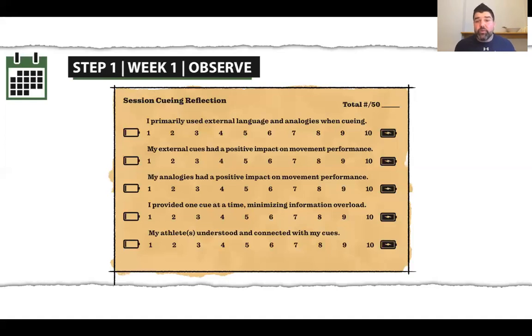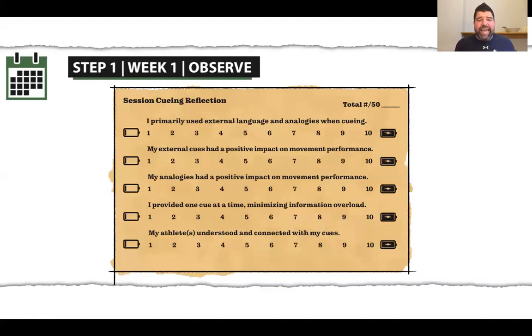I primarily used external language and analogies when cueing. Now you know that I've highlighted when cueing. It doesn't mean if you're giving a description with internal language, that's not what this is asking. It's specifically looking at that protected moment right before they move, what kind of language is populating that component. And you might even say, listen, gosh, my cues are hidden inside of my descriptions. I'm not even protecting that time for any specific cue, internal or external. Well, then rate yourself accordingly.